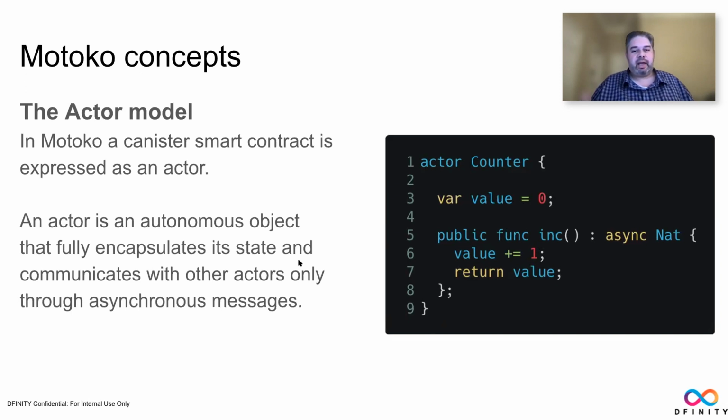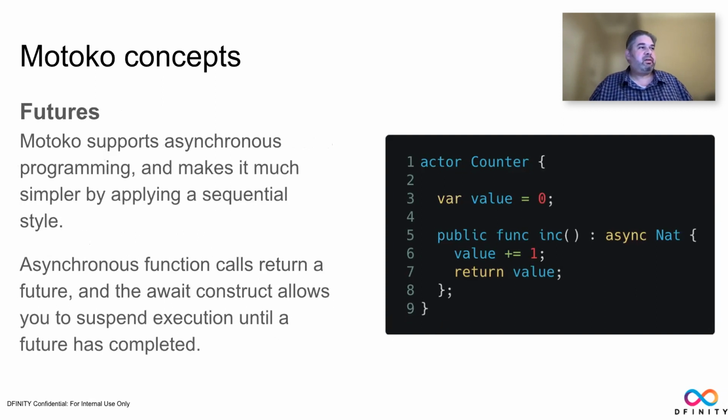The way actors work is that they can communicate through messages to each other. So actors can actually talk to each other also across canisters. We are using an asynchronous model. So we use futures, which is very similar to promises in JavaScript. So you can add the async, and you can run your functions asynchronously.